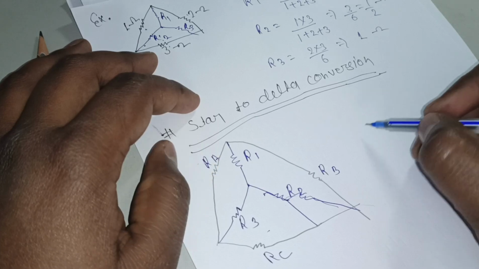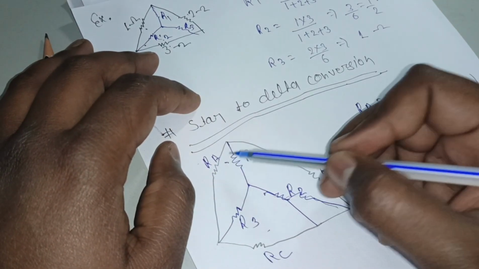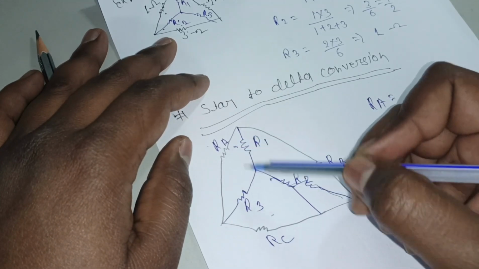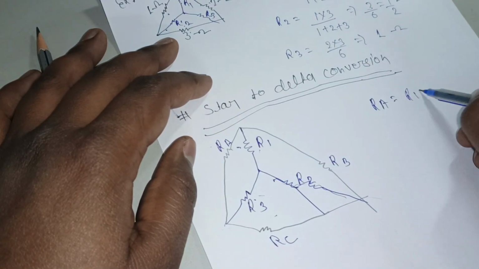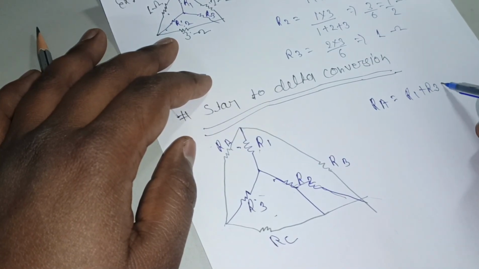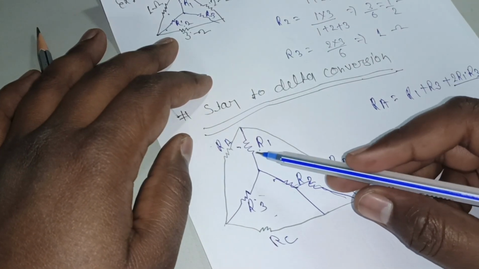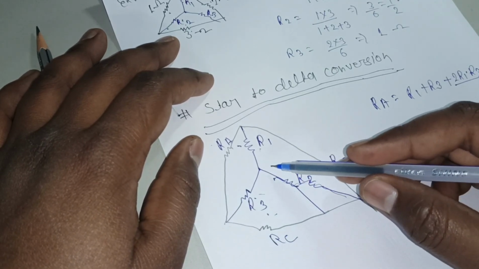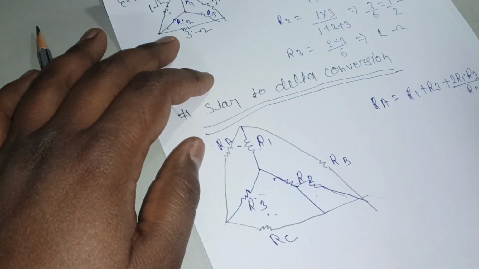Okay, so here suppose we have to find RA, then again we have to check which two resistances RA is connected from. This is R1 and R3. So R1 plus R3 plus R1 R3 upon the opposite side resistance. So this is connected, the opposite side is R2, so we will write R2 here.